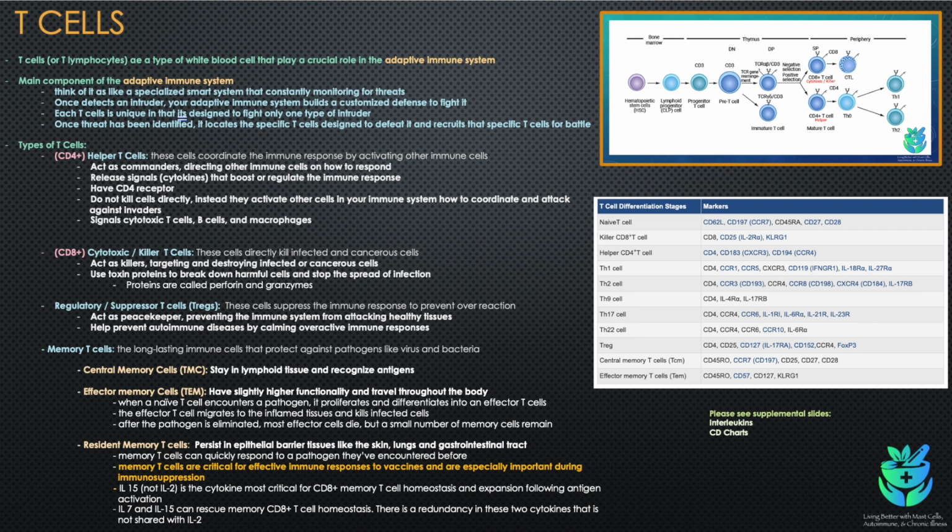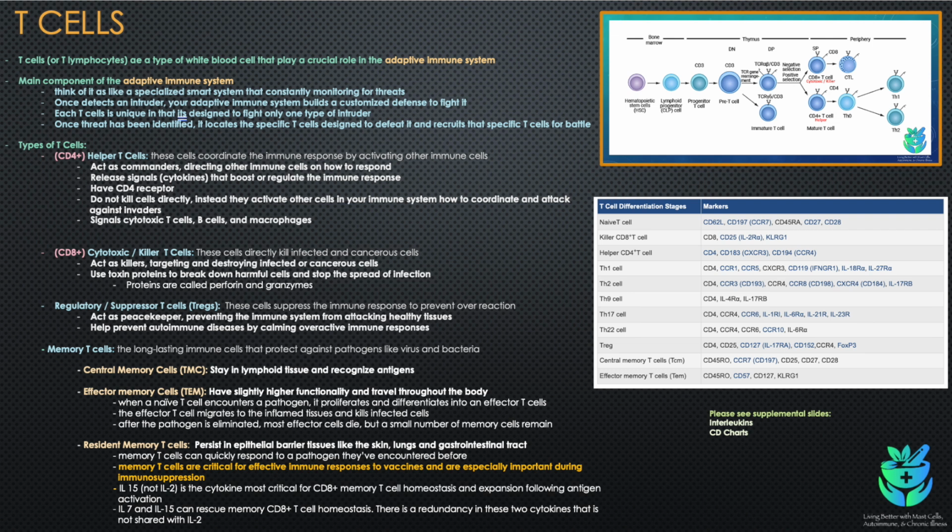These cells coordinate the immune response by activating other immune cells. They act as commanders, directing other immune cells on how to respond. They release signals, or cytokines, that boost or regulate the immune response. They have the CD4 receptor, that's why they're CD4 plus T cells, and they do not kill cells directly. Instead, they activate other cells in your immune system to coordinate an attack against the invaders. It also signals cytotoxic T cells, those are your killer T cells, B cells, and macrophages.